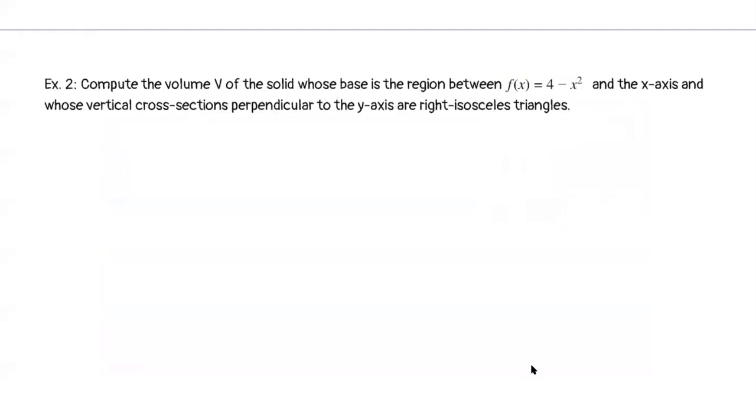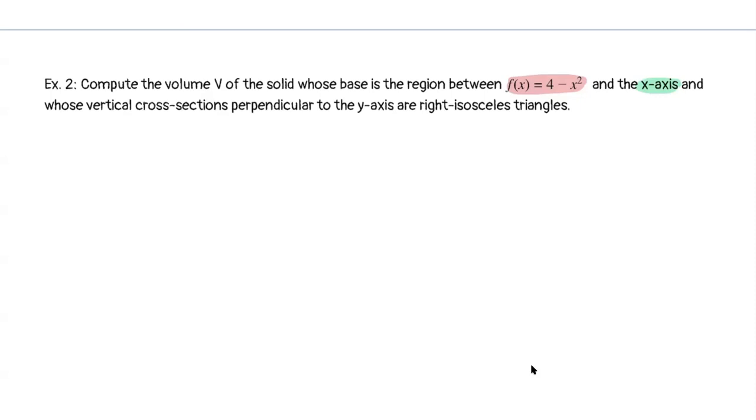All right, so let's take a look at example number 2. Example number 2 says compute the volume of the solid whose base is the region between f of x equals 4 minus x squared and the x-axis. So we've got two curves again. One of them happens to be an axis, and that's okay. We just need to make sure we draw this and that we label this.